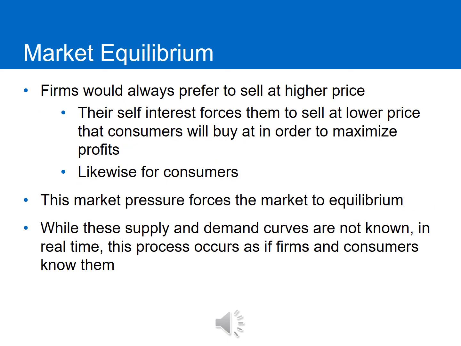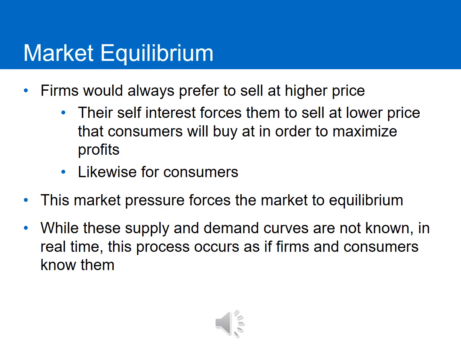Now this invisible hand that Adam Smith talked about will encourage, like I said, the proper quantity being supplied to the market, being demanded by consumers, and doing it at the right price, or the price that maximizes both firm benefits and consumer benefits. Obviously, firms would always prefer to sell at a higher price, but their self-interest forces them to sell at a lower price that consumers will buy it at in order to maximize their profits. Likewise, consumers would love to spend less money buying goods and services, but their self-interest forces them to pay even more than the bare minimum that they want to pay for it, so that they can get those goods.